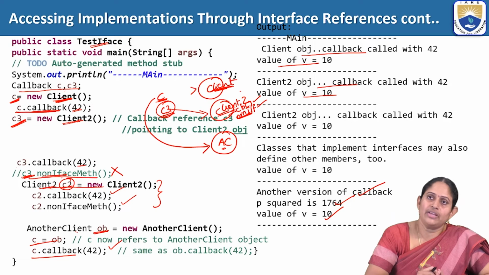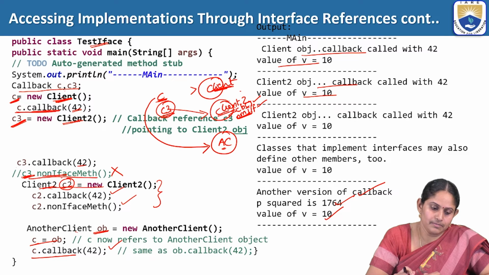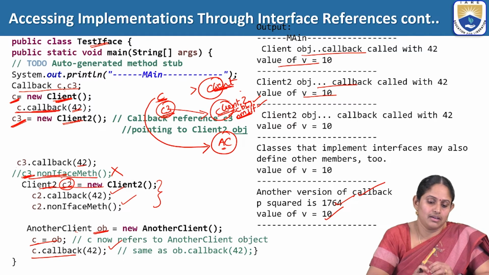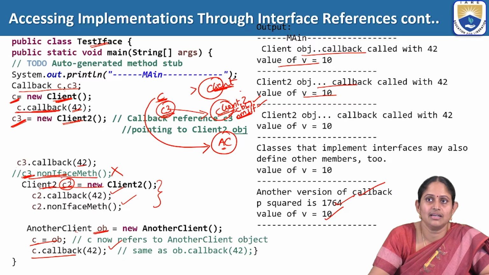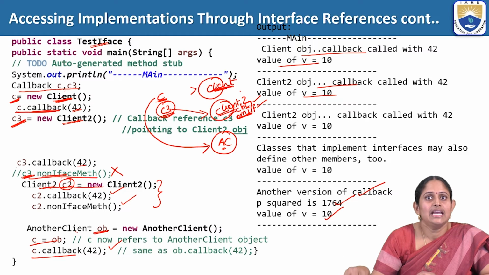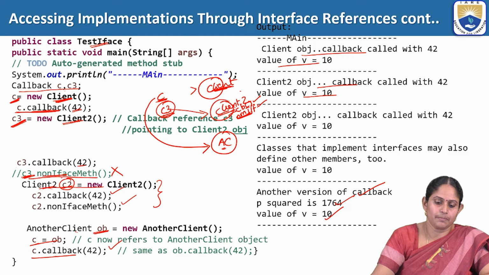So this is how we access the implementation methods using the interface reference variable. The point which we have to note over here is that using the interface reference variable, we cannot access the methods which are defined inside the implementing class. The member methods of that particular class cannot be invoked. Only the interface methods will be visible for the reference variable of that interface. So that is the main point to be noted over here.